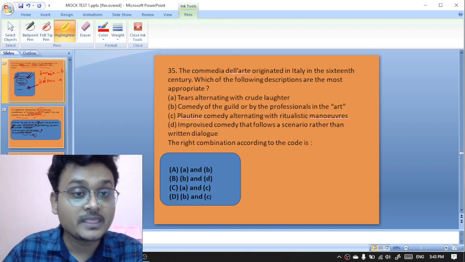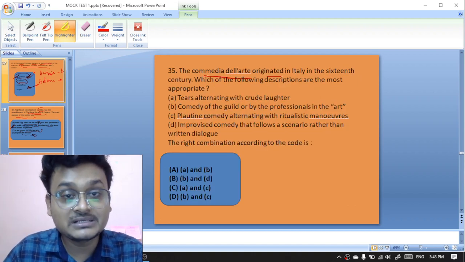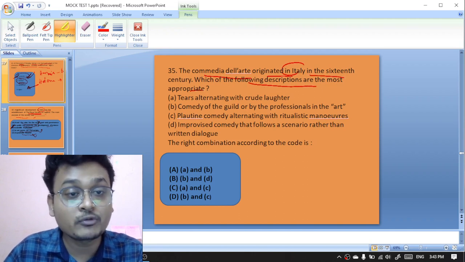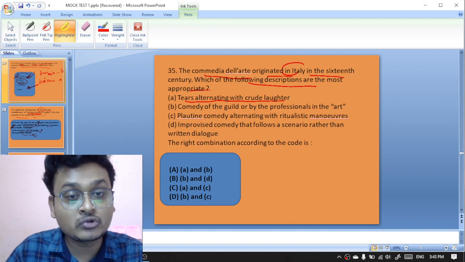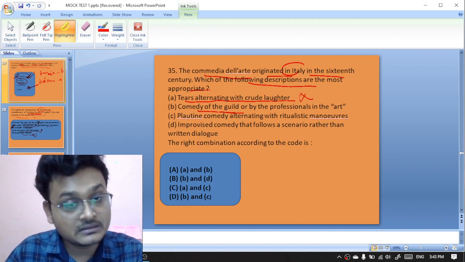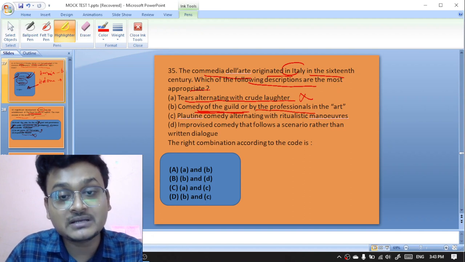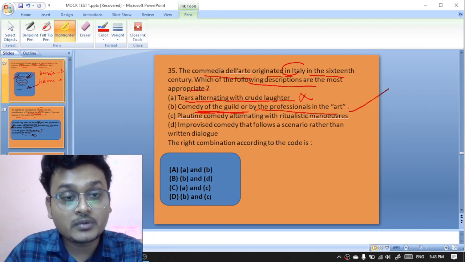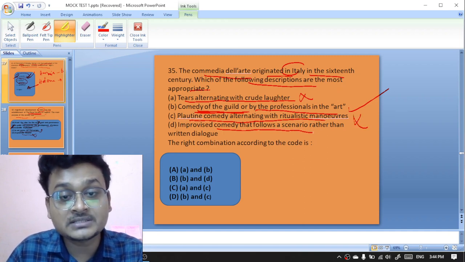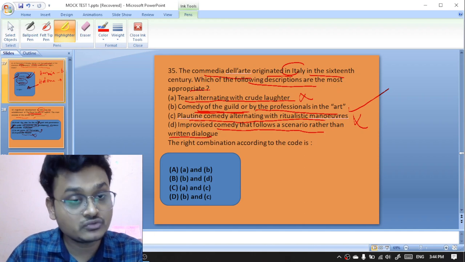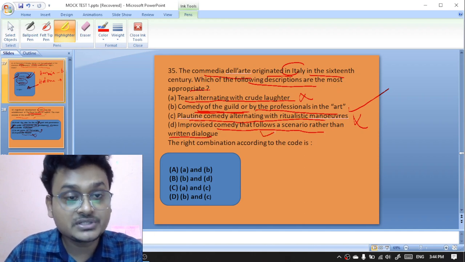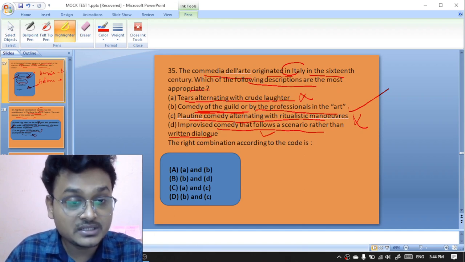Okay, next question. The Commedia dell'arte originated in Italy in the 16th century. Which of the following descriptions are the most appropriate? Tears alternating with crude laughter? No. Comedy of the guild, this is comedy of the guild by the professionals in the art. True. Plotting comedy alternating with ritualistic maneuvers? No. And improvised comedy that follows a scenario rather than written dialogue. True. So here B and D are the right options.